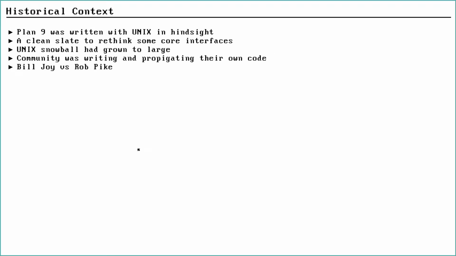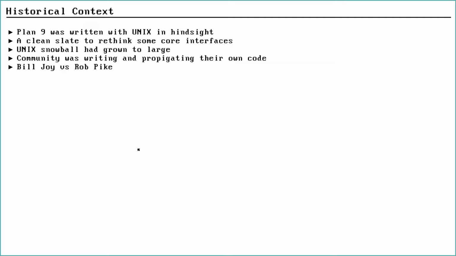So in order to really talk about Plan 9 and the reason why it is the way that it is, you really have to understand some of the history of it. I would say that Plan 9 was written with Unix in hindsight. Ken Thompson and Rob Pike, after working on Unix and using it for quite a while, had some complaints that had built up about the system. And they wanted to use Plan 9 as a clean slate.